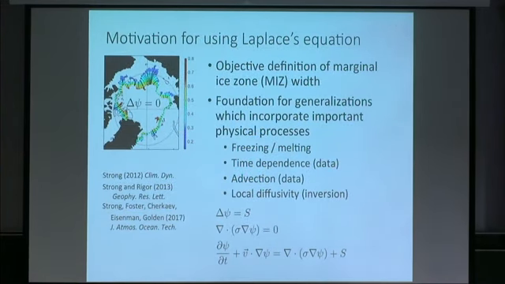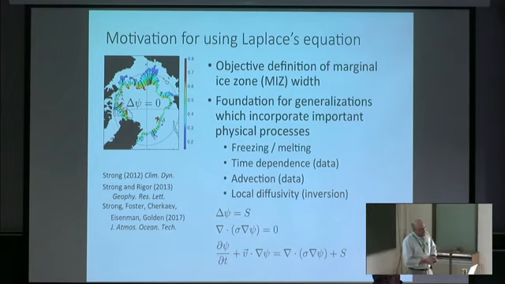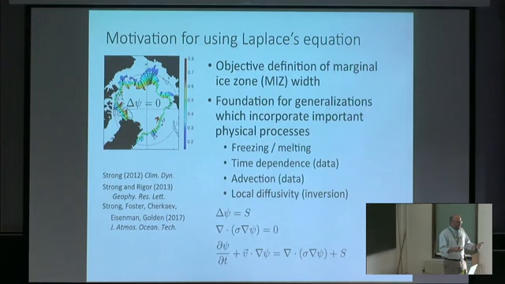This raises the question of why would we start with Laplace's equation? There's a couple of motivations for that. Principally, it builds on our prior work approximating sea ice concentration fields using Laplace's equation, and it also is a gateway to some natural generalizations which incorporate physical processes not explicitly in Laplace's equation. So in terms of the prior work, we have a few papers now where we've thought about measuring the width of the marginal ice zone using Laplace's equation.